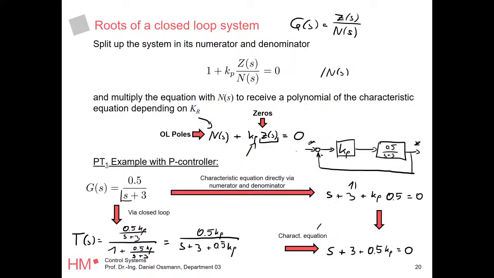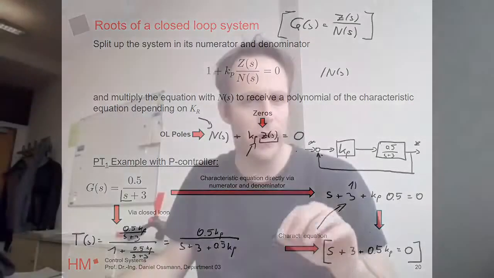This is already your characteristic equation if you use that. And this simply becomes so because we split up our G of S into a numerator and a denominator. Why is this important? Well, we always want to end up with this equation. We need to check our characteristic equation. What is our controller gain doing to our poles? We are interested in that. What's happening here?